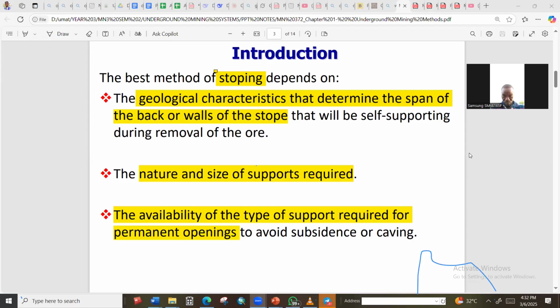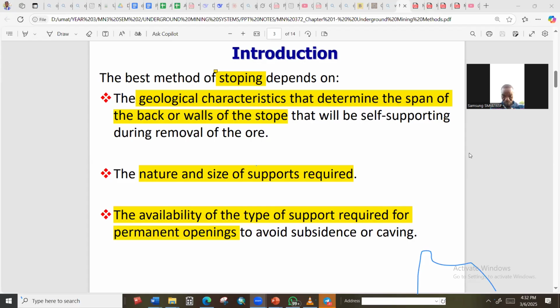The back is when you raise up your head, what you see up there is what you call the back. The back or the roof should not be loose. If it is loose, it means that materials can move upwards and then come and hit machinery and people who are working in the stope.